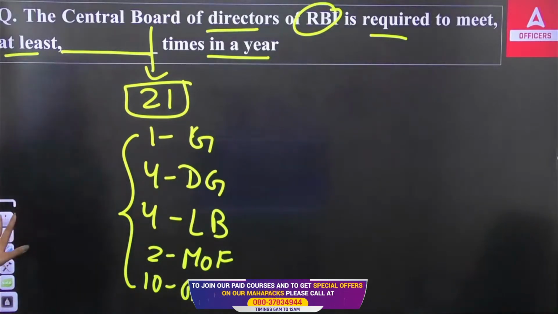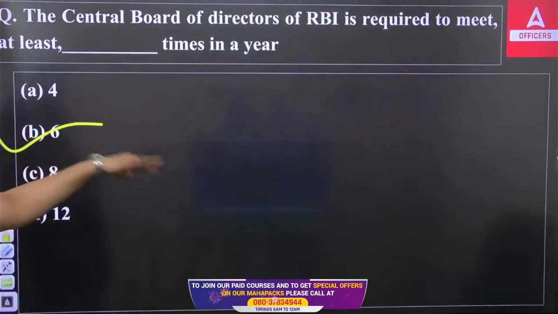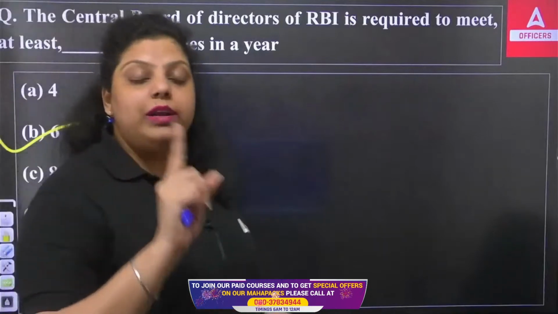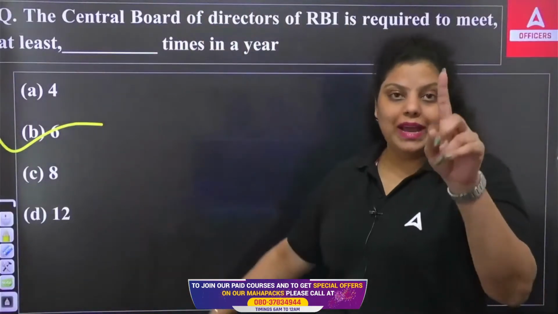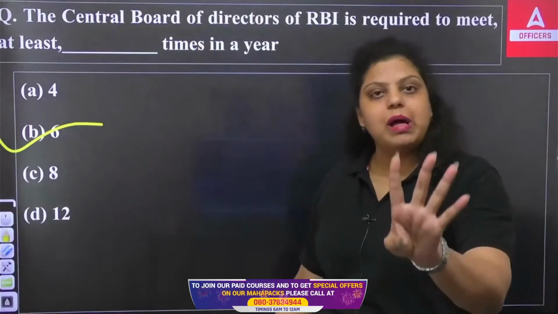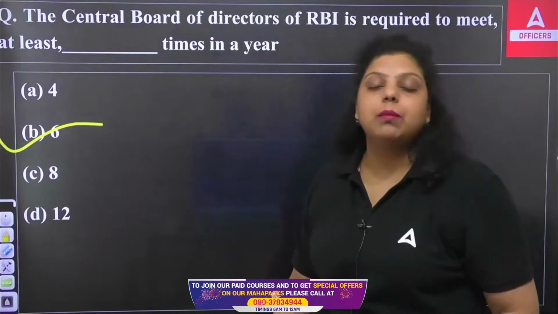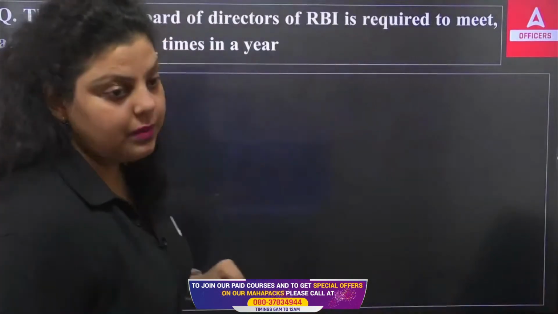Clear? And how many times do they have to meet minimum in a year? The right answer is 6. The Central Board of Directors have to meet 6 times in a year. And do remember there are 21 members in the Central Board of Directors and the numbering I have given you: 1 governor, 4 deputy governors, 4 members from the local board, 2 members from the Ministry of Finance, then 10 members nominated by the Government of India. This is the Central Board of Directors of RBI.